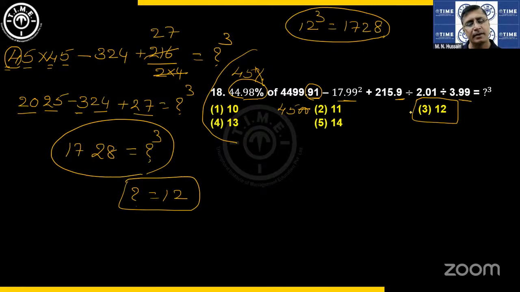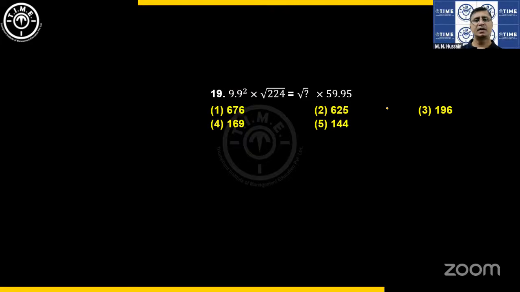Okay. Right. Now look at the next example on your screen. 9.9 square. 9.9 is close to 10. So approximately 10. 10 square means 100. Because here we are doing approximation questions. Under root 224 is close to 225. The square root of 225 is equal to 15, which is equal to the square root of question mark into 60.